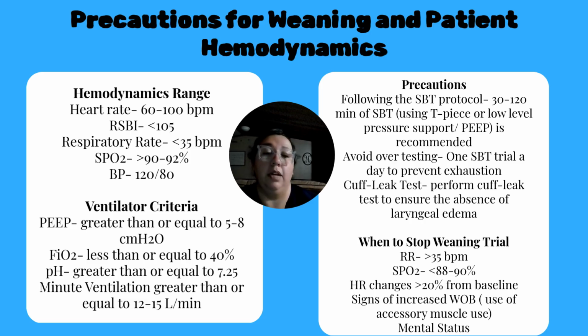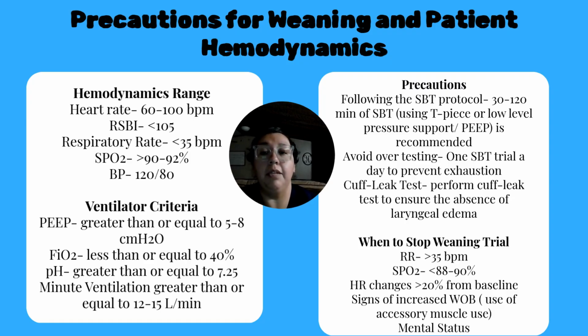When to stop weaning trials. The parameters to stop are if the respiratory rate is greater than 35 breaths per minute, if their SpO2 is under 88 to 90%, if their heart rate changes by greater than 20% from baseline, or signs of increased work of breathing, such as use of accessory muscles, or their mental status deteriorates.